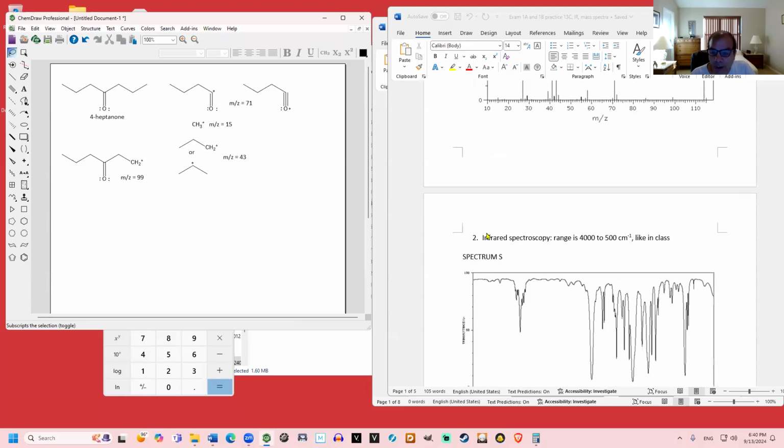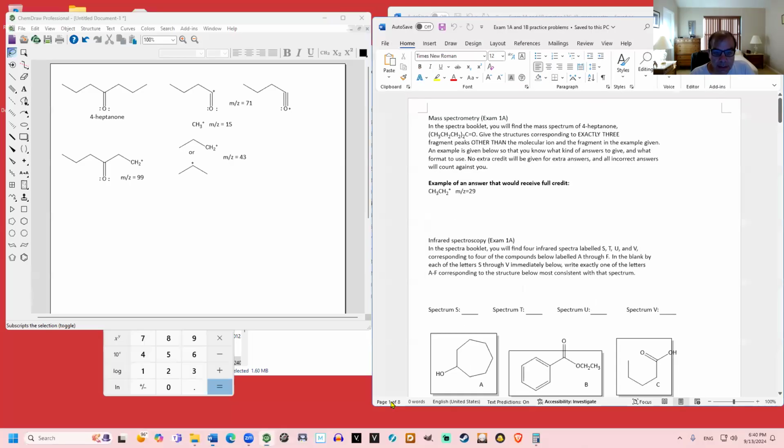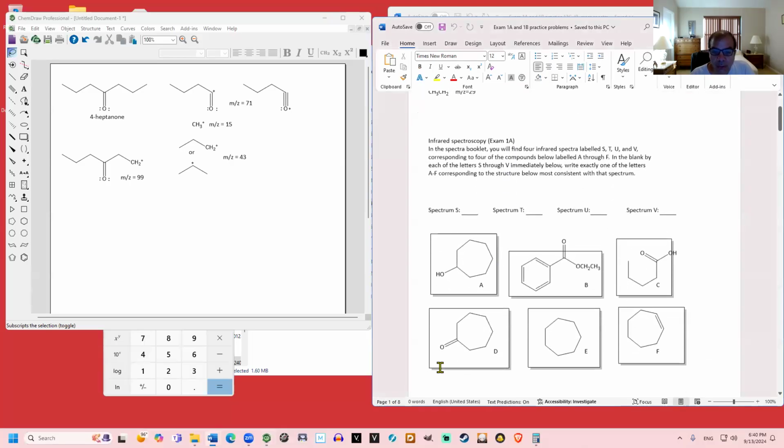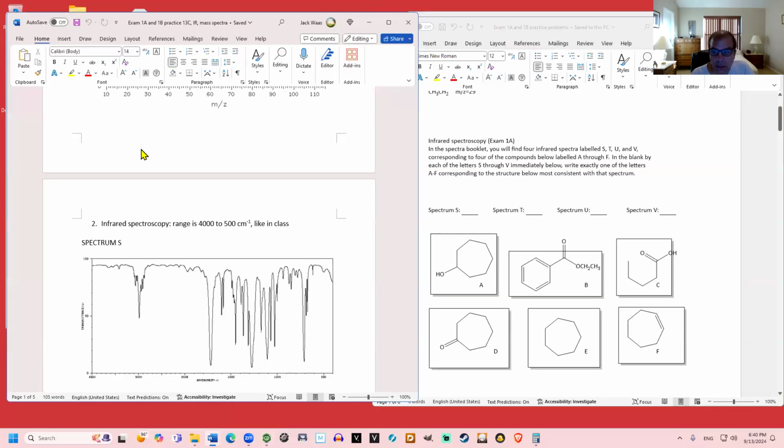Let's take a look at these IR spectra. Where can I put chat? We'll put it over here for now. So these are our 6 choices for IR spectra. Maybe I'll put that one over here. And I can't make that window any smaller.